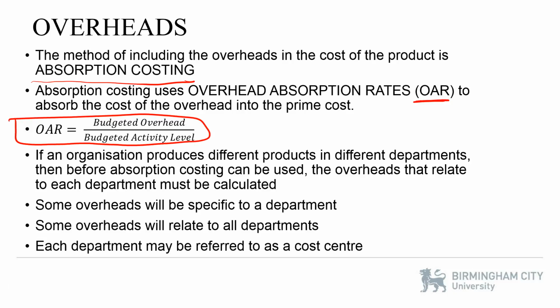Now, if an organisation produces several products in different departments, then before we calculate our overhead absorption rates, we have to work out how much of the overhead relates to each of the departments. As some of those overheads might be specific to a department, some of the overheads can relate to all the departments and so have to be apportioned across all departments. That's something that we're going to be looking at next week. Okay, so you just need to be aware of that. But for the moment, we're just going to look at our overhead absorption rate.